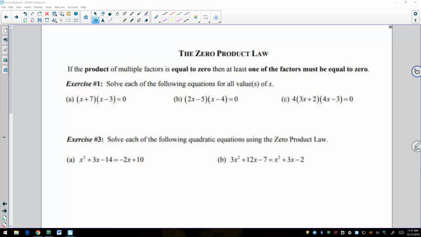So this video is on lessons 6 and 7. Lesson 6 should be a quick review. It is on the zero product law. Product meaning multiplication, zero meaning you're going to get zero when you multiply two things together.